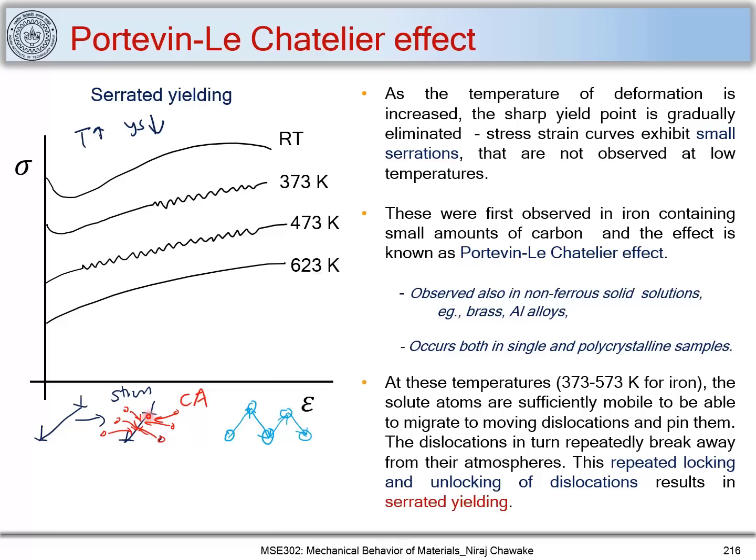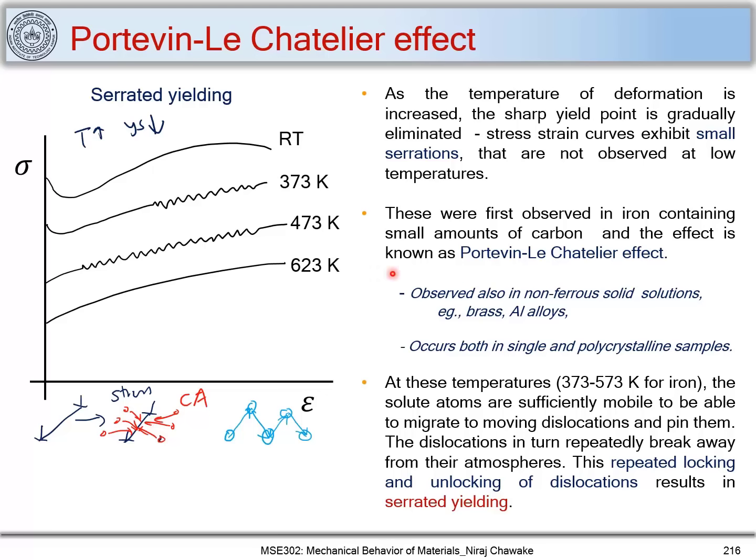At higher temperatures, the dislocation velocities are higher as compared to carbon atoms, and thus they cannot lock or unlock these dislocations, and that is why we don't get serrated yielding at higher temperatures. And what is happening at room temperature? So here, at room temperature, the diffusion rate of carbon atoms will be much, much lower. That is why they cannot migrate easily towards the dislocation, and that is why you don't get serrated yielding even at room temperature.